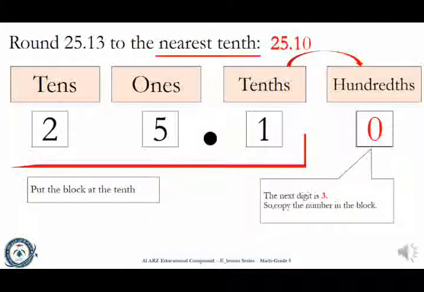Now round 25.13 to the nearest tenth. First, we decompose the number. 25 is the whole part, 1 is the tenth digit, 3 is the hundredth digit. They said nearest tenth, it means we need to put the block at the tenth and take everything before. Now we should decide whether we copy 25.1 or we add 1. Do we round down or round up? We look at the next digit, it is 3. Is it small or big?